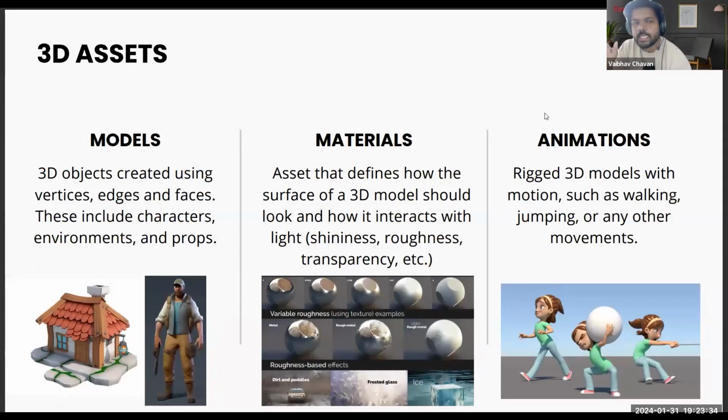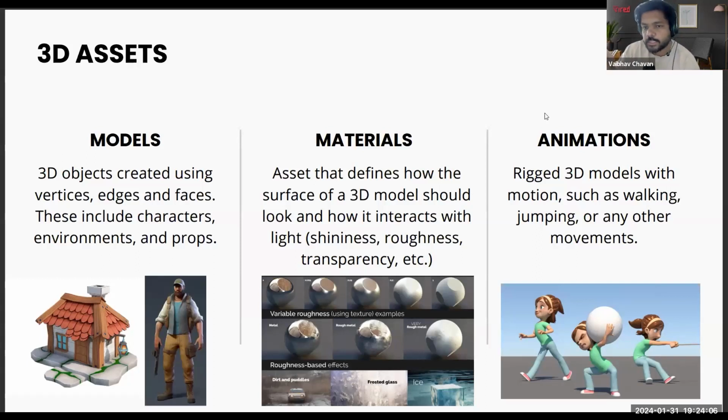Let's jump on to the 3D assets. 3D assets also, there are only three types of assets. Number one is models, 3D objects created using vertices, edges. It's kind of technical when you use this language, because an artist would relate to all these terms very well. But just to give a perspective, every model, every 3D object that you see in a game is a 3D model.